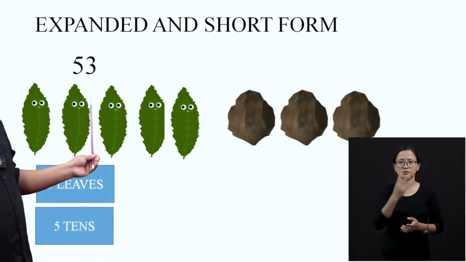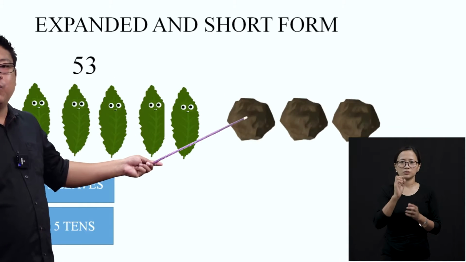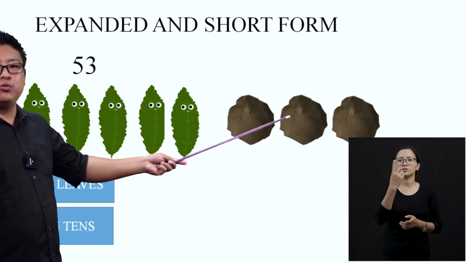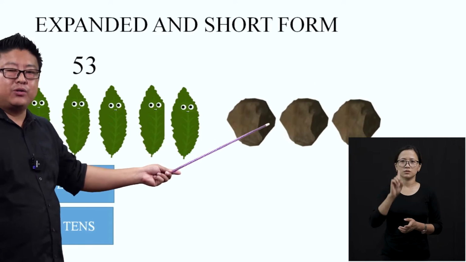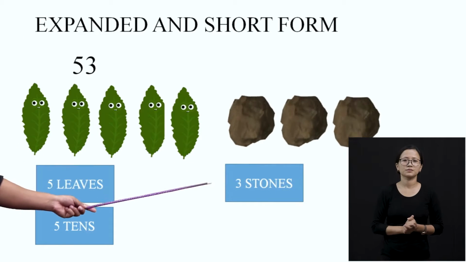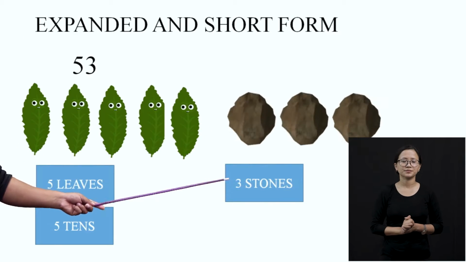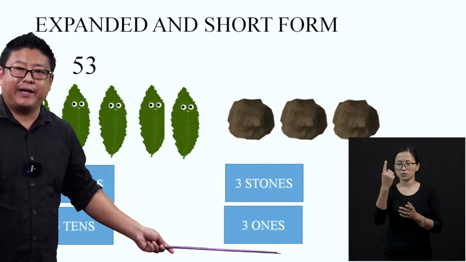Now let's look at the number 3. This 3 is represented by one ones, two ones, three ones. Or we can say one stone, two stones, three stones. So we have three stones. That means these three stones represent three ones.